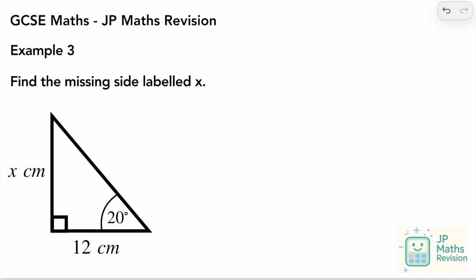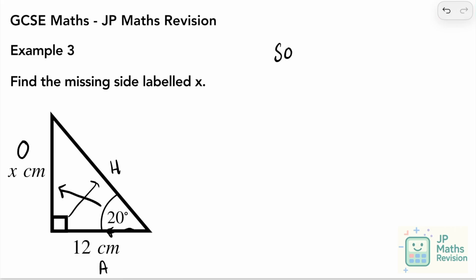So in this example here, we need to find the missing side labelled x again. So I'm going to start off by labelling the sides. So I have my opposite, which is the one that's opposite the angle, so that's x. I have my adjacent, which is the side that's adjacent to the angle, which is here. And I have my hypotenuse, which is the one that's opposite the right angle.